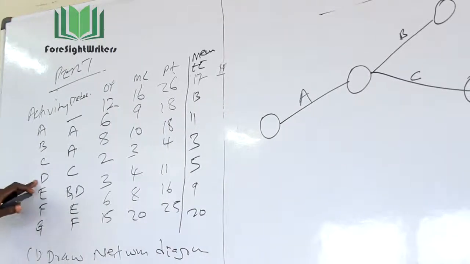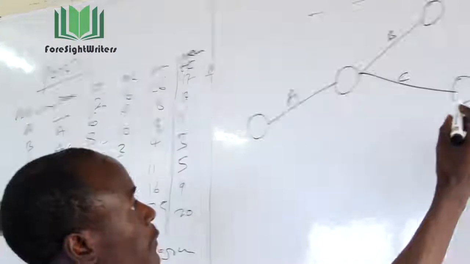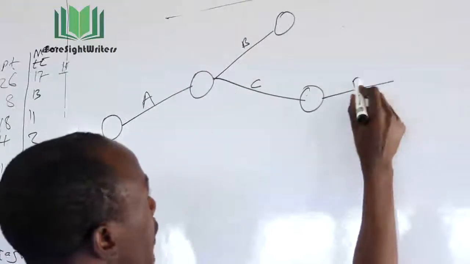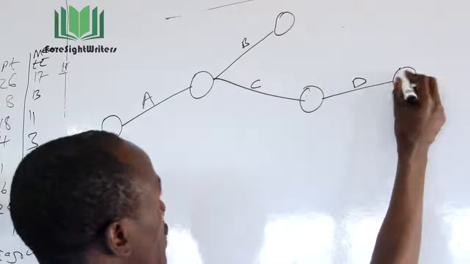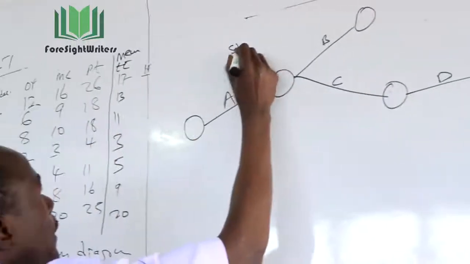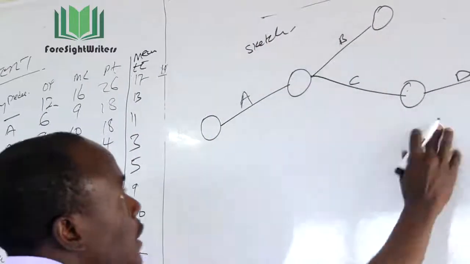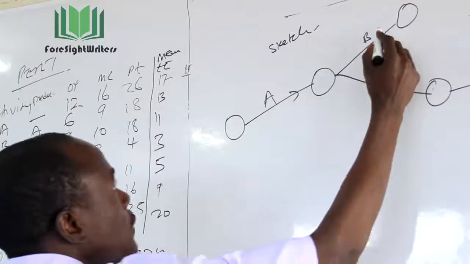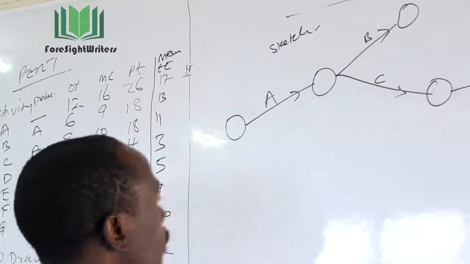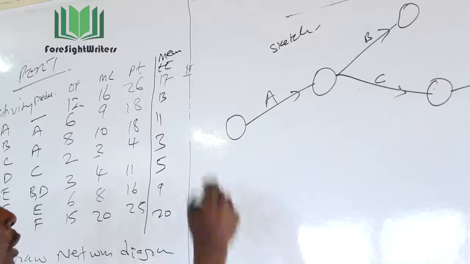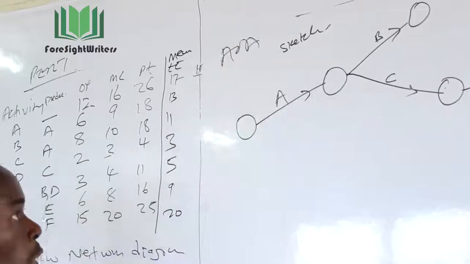Activity D can begin after C is complete. Remember, this is a sketch. Usually it is better to begin with a sketch, then write the final one, because it is subject to change. And remember, the activities must be presented on an arrow basis according to the AOA method, okay?